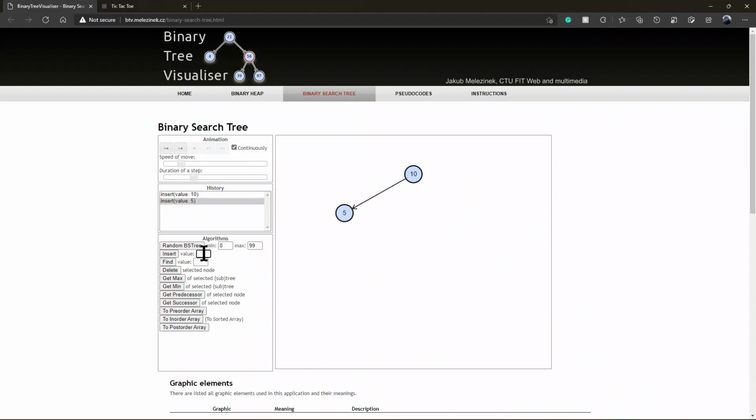Same thing if I went to do something that's larger, so I'll do 14. It's going to come here. 14 is larger than 10, so it's going to try to go to the right. It's going to see that the right is open, and so then it's going to put that in there. Boom.